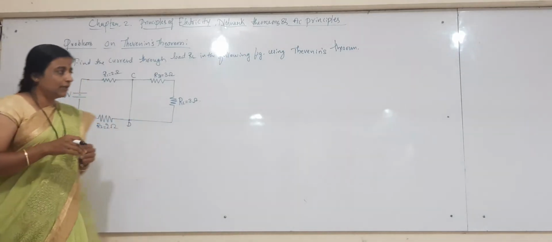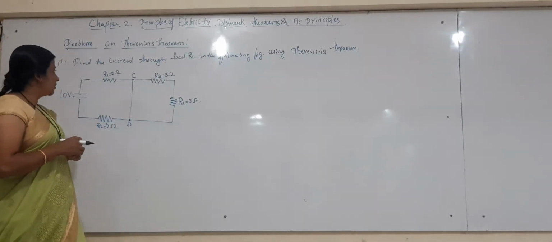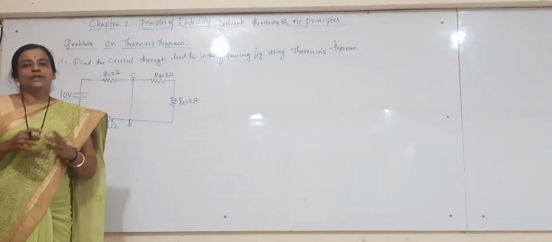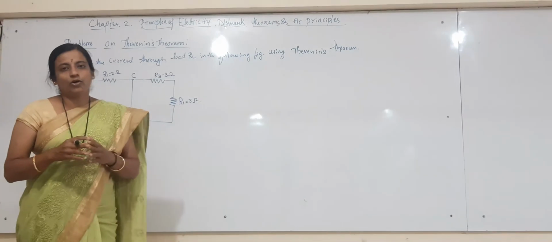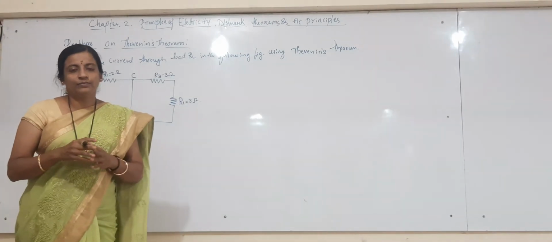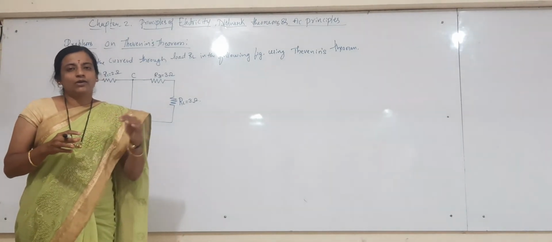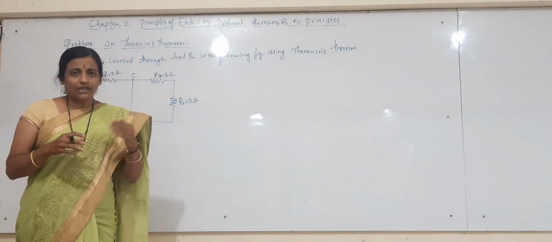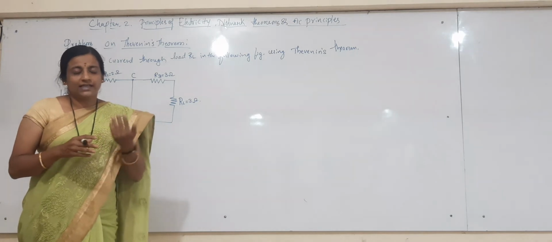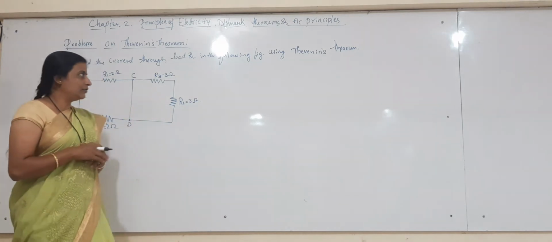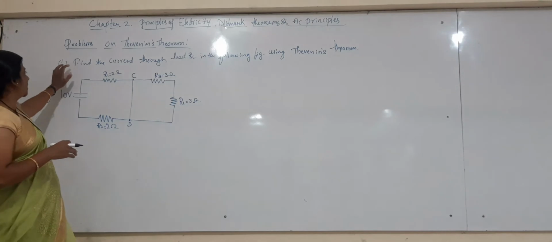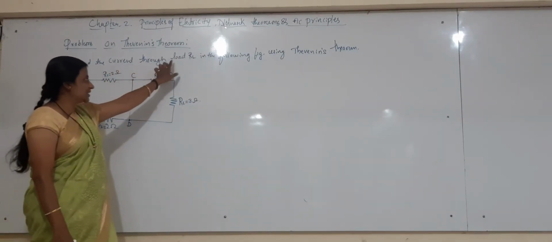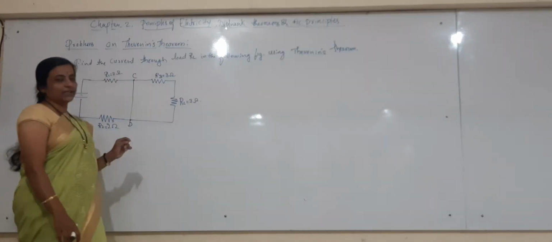Using that statement, we are going to solve problems in order to find a particular value of resistance, current, voltage drop, or the power appearing in a component that is connected in a circuit. To determine that, we use Thevenin's theorem. Here one problem is given: find the current through load resistor RL in the following figure using Thevenin's theorem.